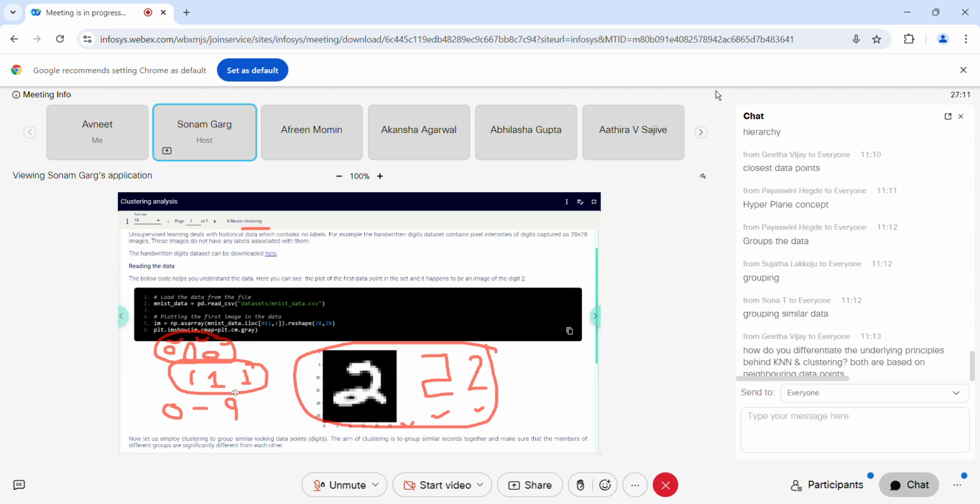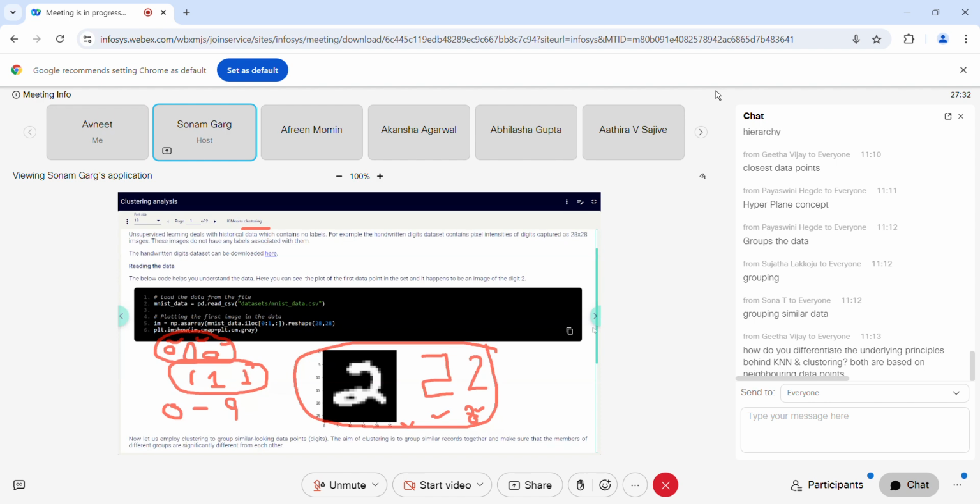There might be a possibility that somebody has written 8 and it looks like this, and it also falls in this cluster. Mistakes might be there. I'm not saying that you'll get pure clusters here. There might be some kind of a mix in these images, but that's where we are talking about the predictions.